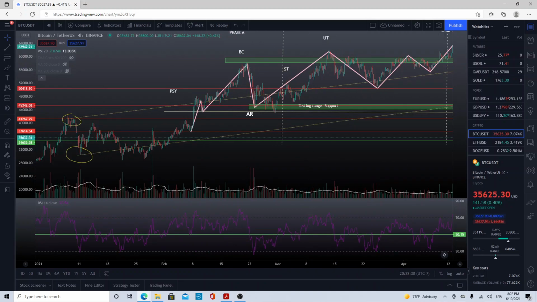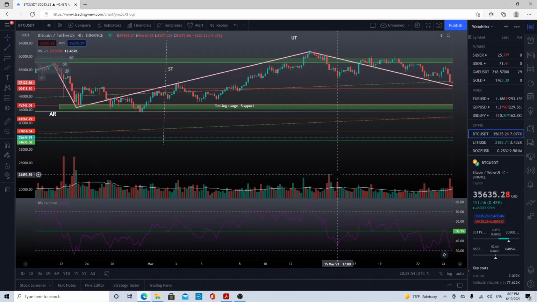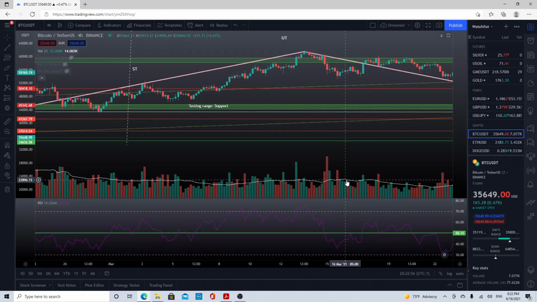And then we see an upthrust. This is where the upthrust is. It's a good place to test the resistance zone and see how many people want to push the prices even higher than where they are.